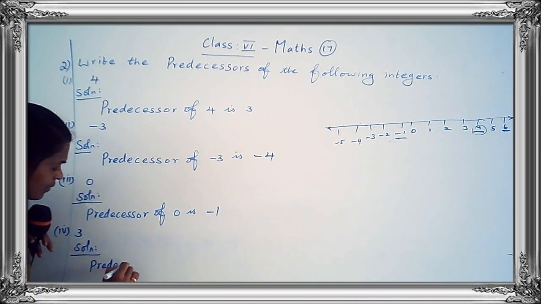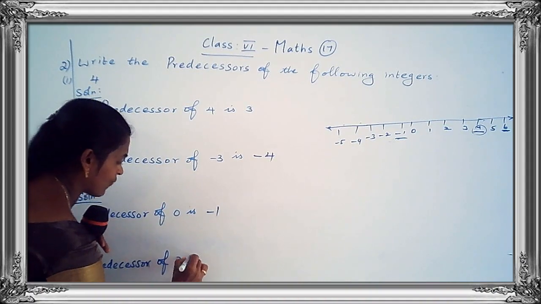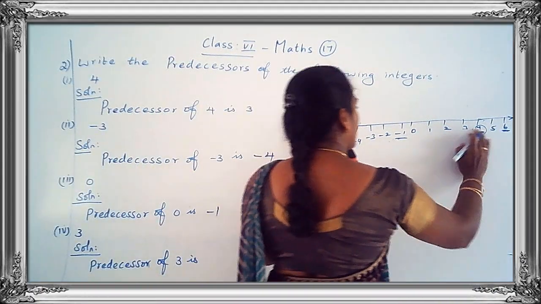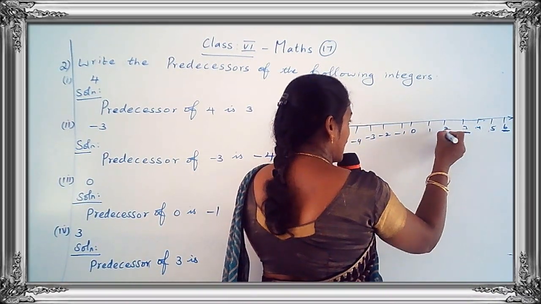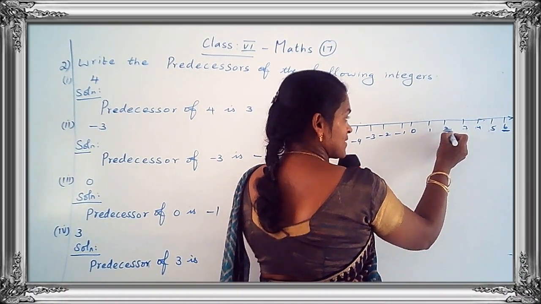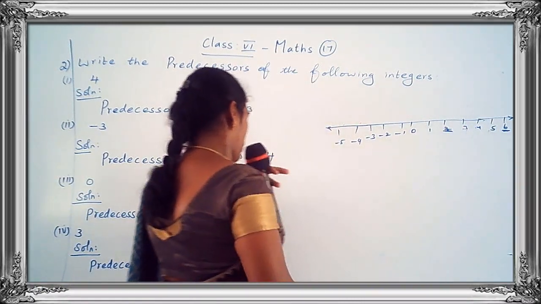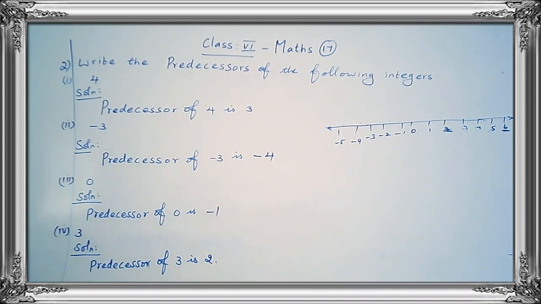Predecessor of 3. Say predecessor of 3 is. 3 here, okay. So 2 lies on the left side of 3, okay children. So that's why predecessor of 3 is 2, previous number is 2. So that is only predecessor, okay. So predecessor of 3 is 2. Okay children, clear? Do you understand? It's so easy, yes? Now write it in the classwork note. Continue. Second question, write the predecessor of the following integers, okay. Write it.